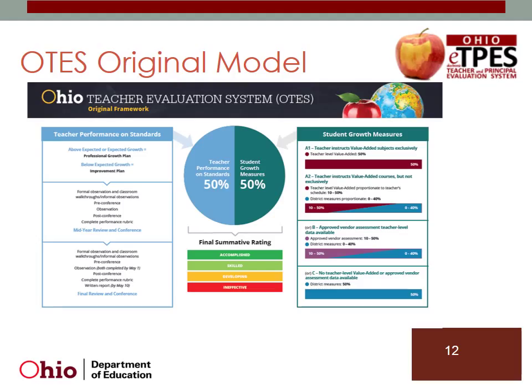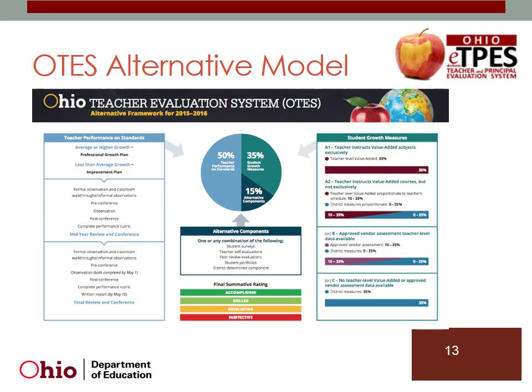This graphic depicts the original teacher evaluation model or framework, the model that was used in previous school years. As you can see, the middle circle represents that the evaluation is comprised of 50% performance on the standards and 50% student growth measures. The district or community school may choose to use this model for the school year. This is a district decision that is entered by the superintendent or designee, and the model chosen will be used by the entire district or school.